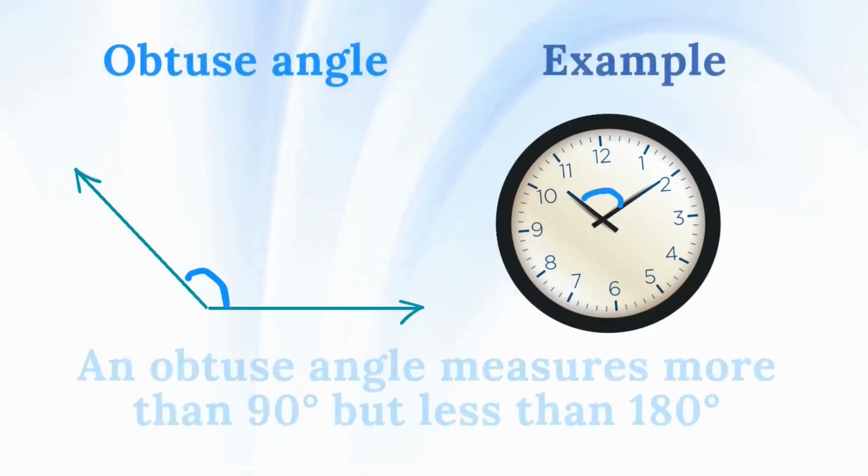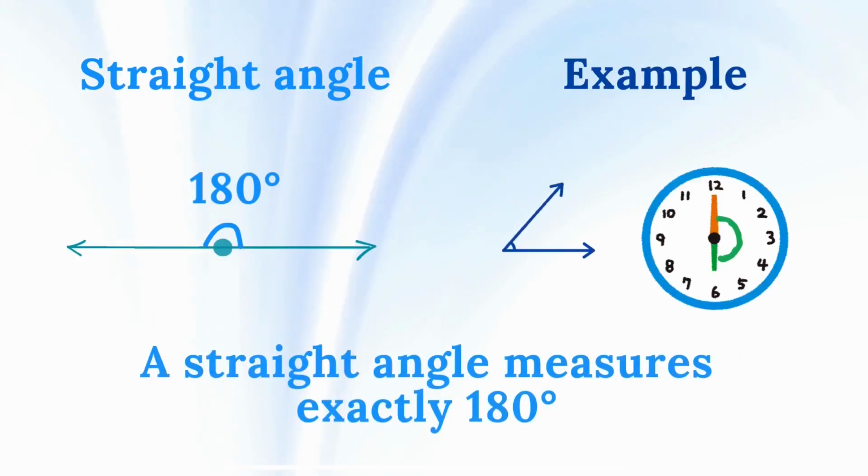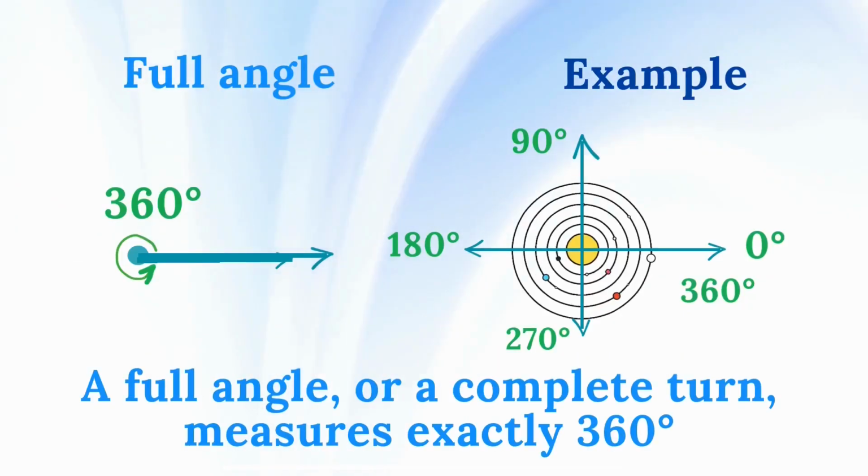When an angle measures more than 90 degrees, but less than 180 degrees, it's called an obtuse angle. These are wide, open angles, wider than a right angle, but not flat. When an angle measures exactly 180 degrees, it's called a straight angle. It looks just like a straight line. And if an angle goes all the way around, 360 degrees, it's called a full angle or a complete turn. That's like spinning in a full circle.